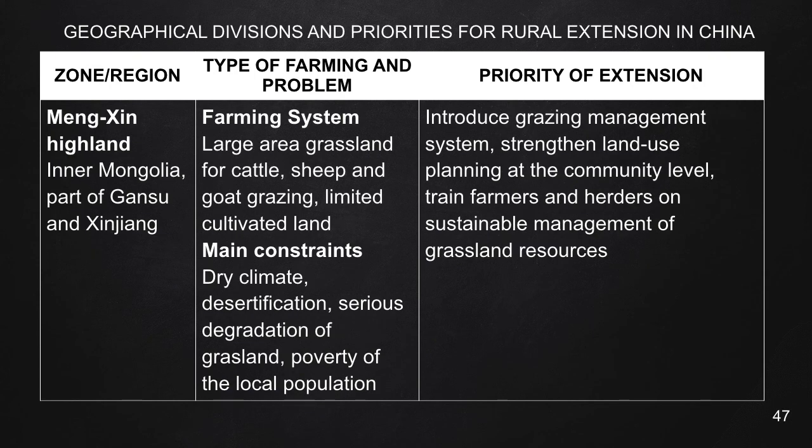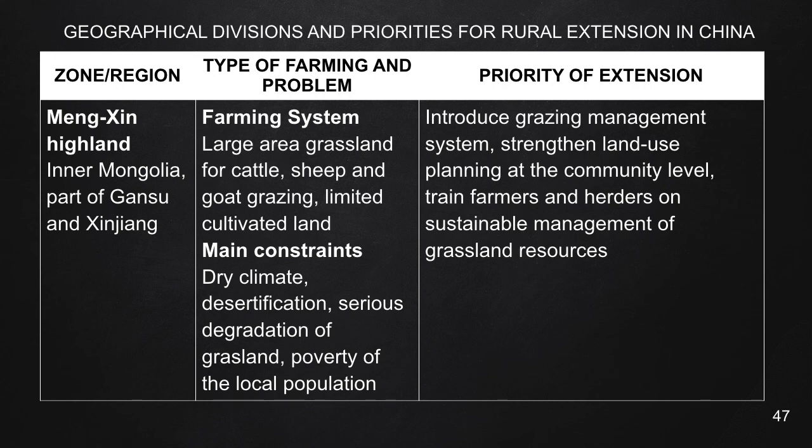For the Mengxin Highland, the farming system for this region is large area grassland for cattle, sheep, and goat grazing, and also limited cultivated land.